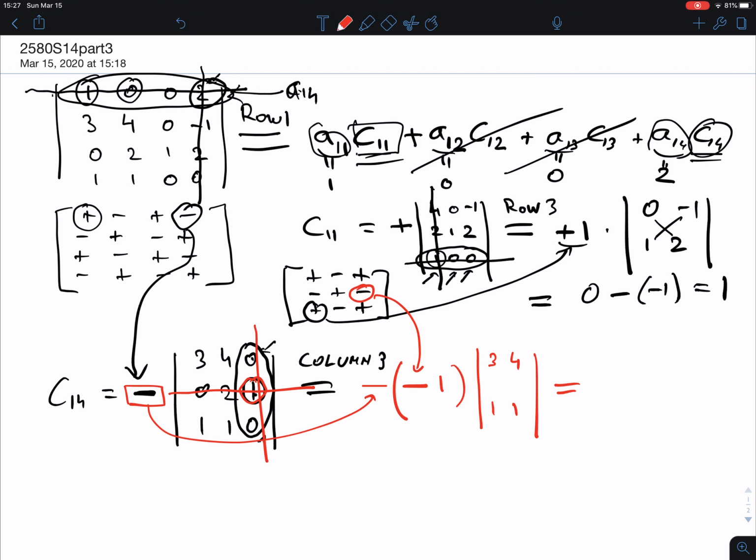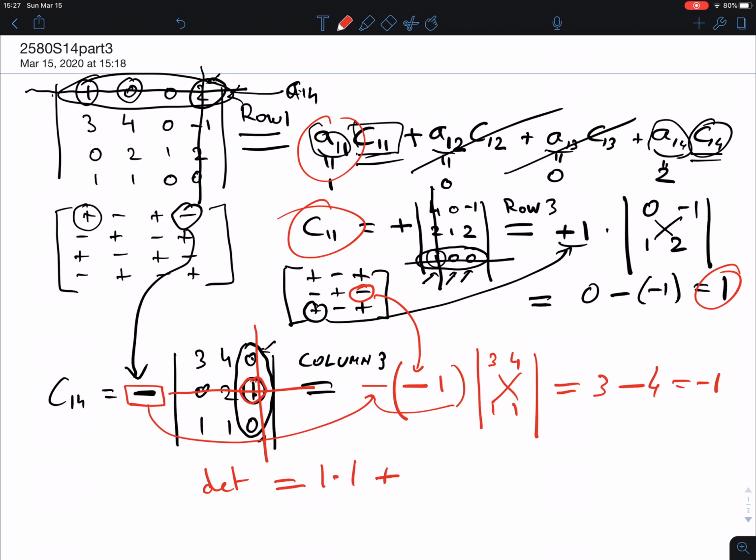No, sorry, that's not so this is just 1, we don't rewrite it, so this is 3 minus this is 4, so -1. All right, so the determinant of our matrix is A11, 1 times C11, which was 1, plus A14, which was 2, sorry, not plus, minus, times, of course, times -1, that's the C14, so we have 1 minus 2, that is -1. So that's our determinant, -1.